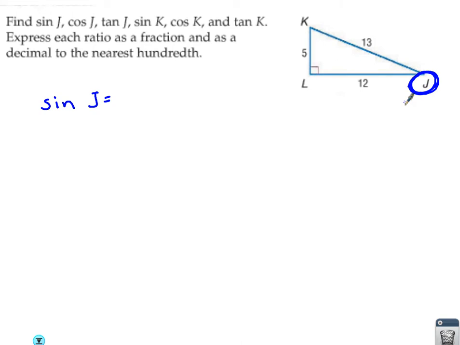You always find sine, cosine, and tangent of an angle, not of a side. You find it of an angle. So sine of J, I'm not going to remind you. Look in your notes if you need to. Sine of J, Alex, what do you think? 5 and 13. Sine is the ratio of opposite and hypotenuse. 5 is opposite, 13 is hypotenuse. The next one, Carly, find the cosine of J. Good. And finally, Dylan, the tangent of J.